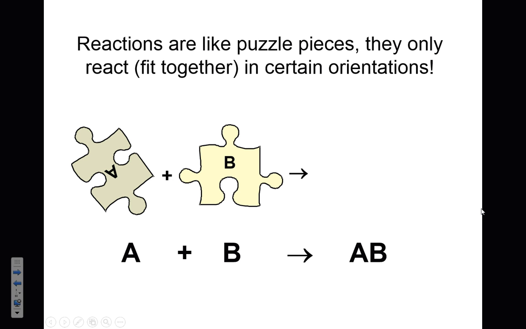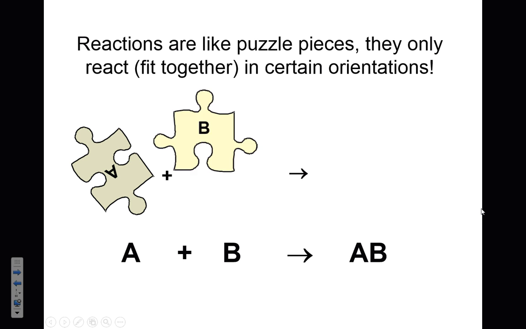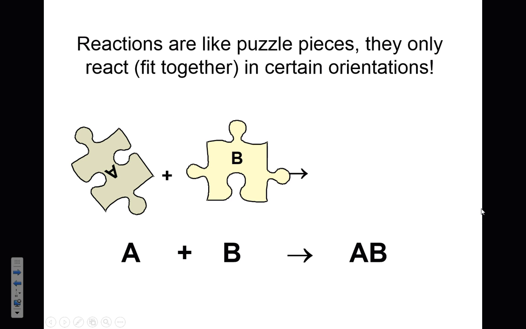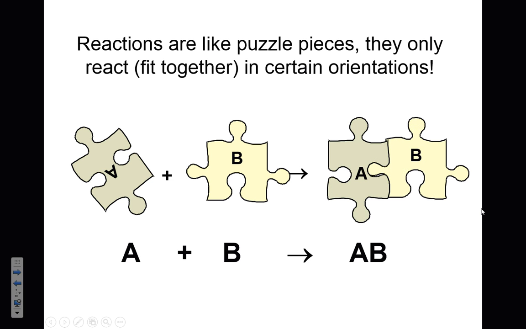So think of a collision as like a couple of puzzle pieces. They only fit together or react in a very specific orientation. So we can try and put A and B together many different ways, but there's really one way in which they will fit together to cause a reaction. That's orientation. And orientation is particularly important when we're looking at a large molecule.